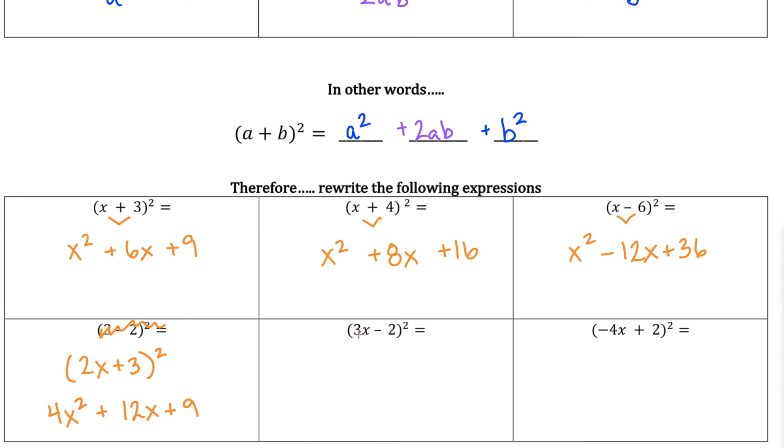All right, 3x times 3x is 9x squared. Negative 2 times negative 2 is positive 4. And 3x times negative 2 is negative 6x. We have two of them. We get minus 12x. And then our last one, negative 4x squared is positive 16x squared, plus 2 to the second power, which is 4. That gives me negative 8, and I have two of them, so minus 16x. All right, not too bad.